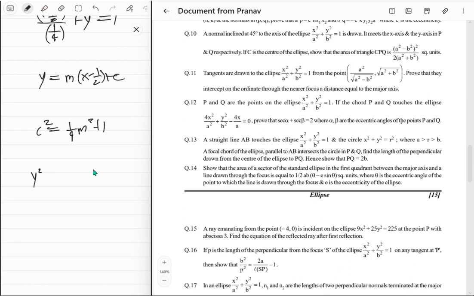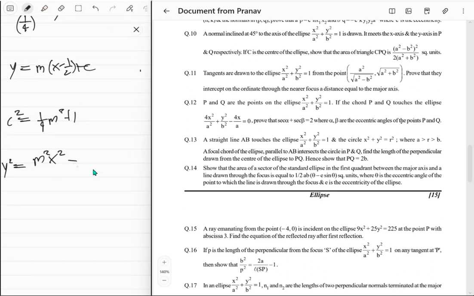So y squared is equal to, what am I doing? And then it's supposed to be m squared x squared minus, so m squared times, it's supposed to be minus x, right?